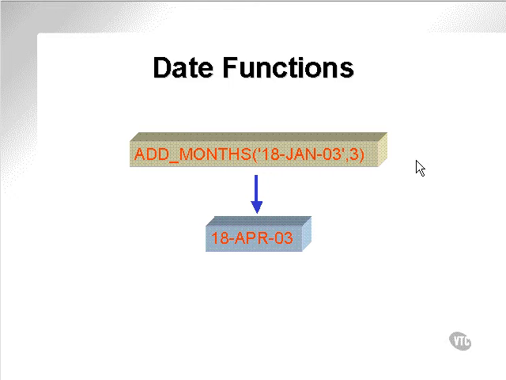Date functions. Let's take a look at the date functions. Add months in this case takes 18 January 2003, adds 3 months, and comes out with April 2003.